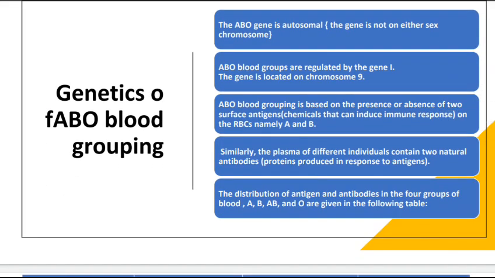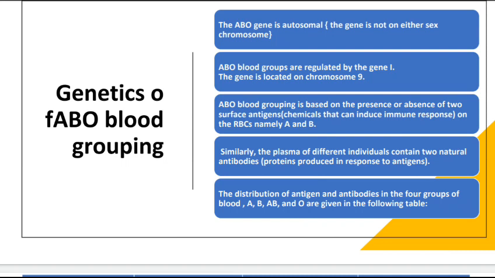Genetics of ABO blood grouping. The ABO gene is autosomal, that is, the gene is not on either sex chromosome. ABO blood groups are regulated by the gene I. The gene is located on chromosome number 9. ABO blood grouping is based on the presence or absence of two surface antigens.